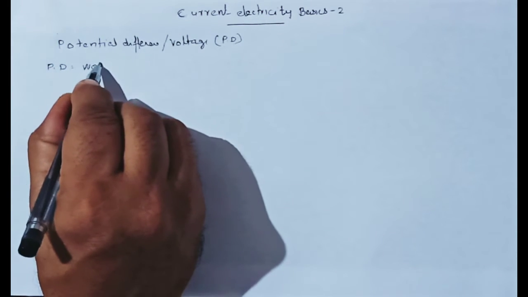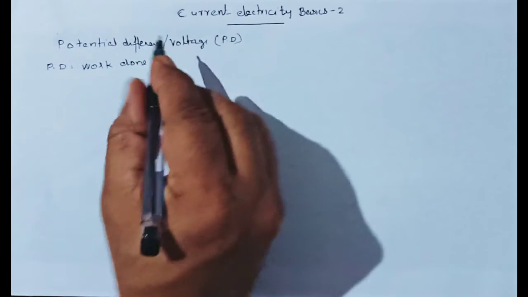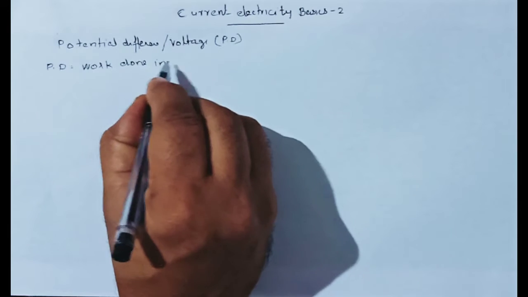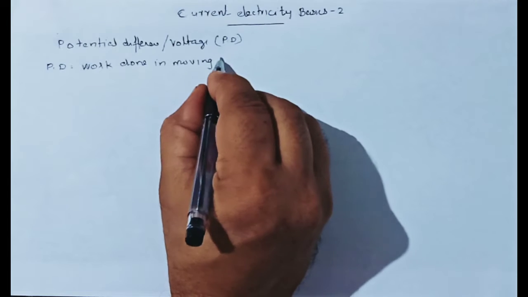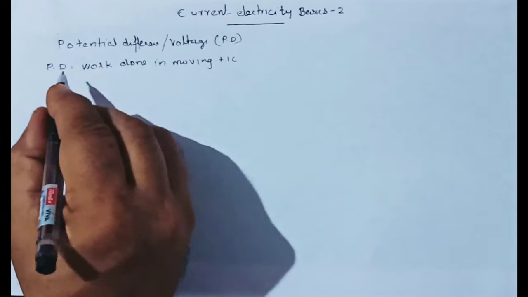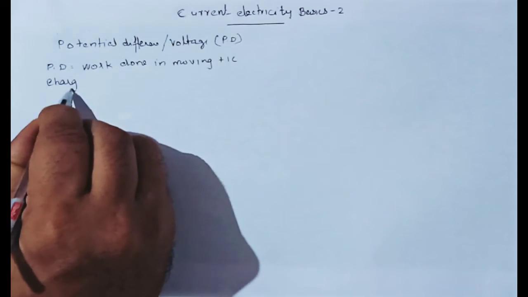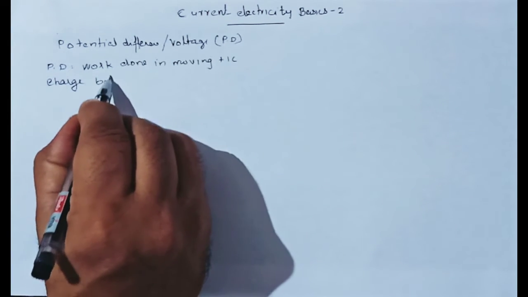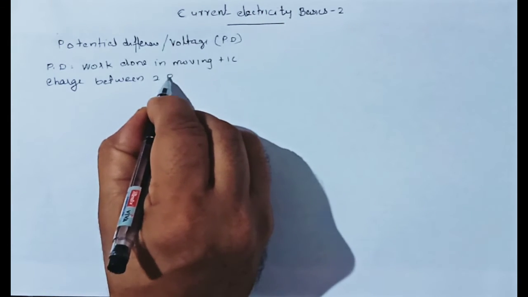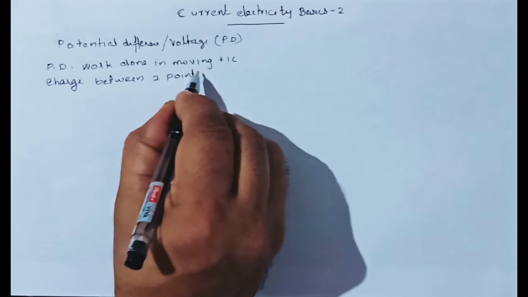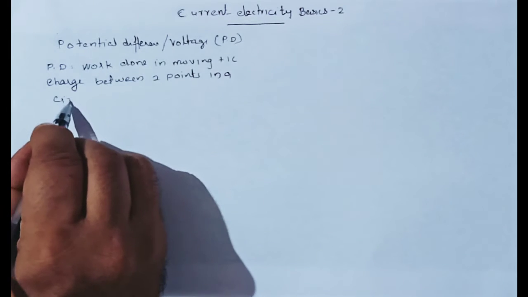You can take it as the work done in moving plus 1 coulomb charge between 2 points in a circuit. Work done in moving plus 1 coulomb charge between 2 points in a circuit is the potential difference between those 2 points in that particular circuit. So this is something to do with work done per coulomb.